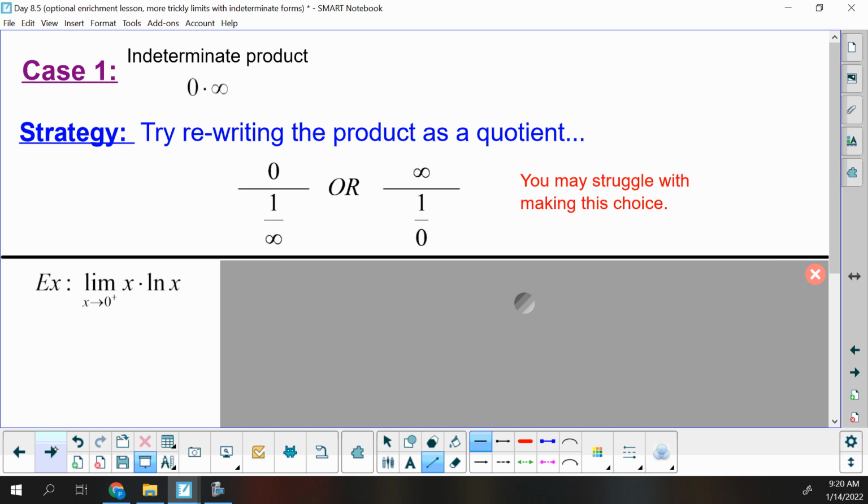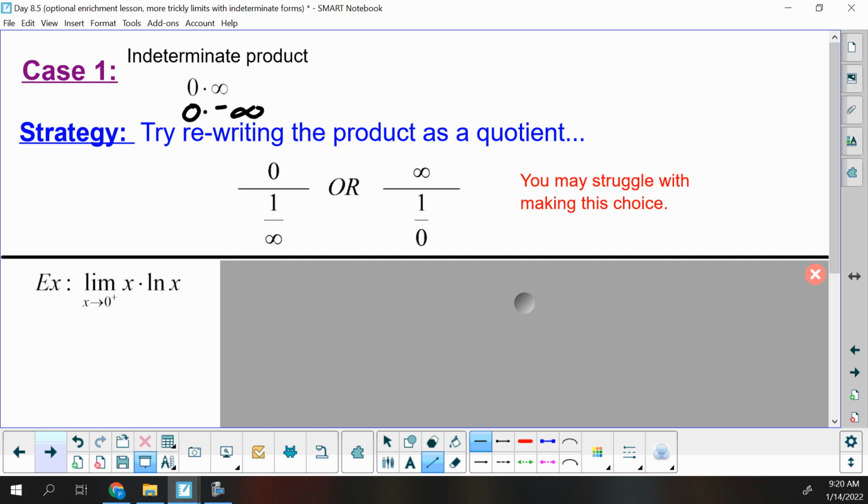So we'll start off with our indeterminate product. So if you have 0 times infinity or 0 times negative infinity, what we want to do is rewrite it as a quotient. So dividing by something is the same as multiplying by its reciprocal. Well, the same is true. If we're multiplying by something, it's the same as dividing by its reciprocal.